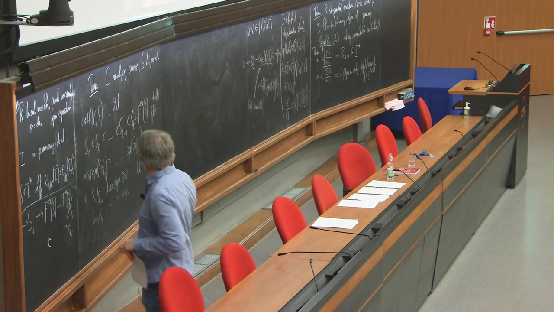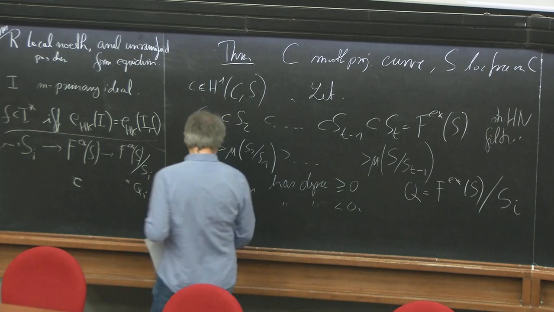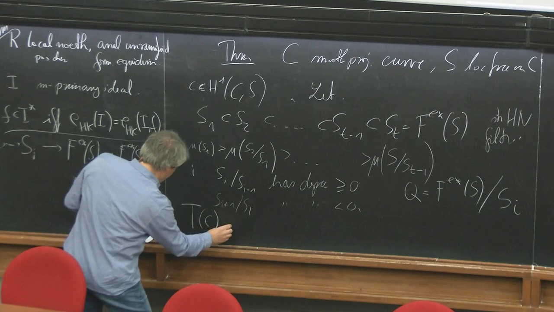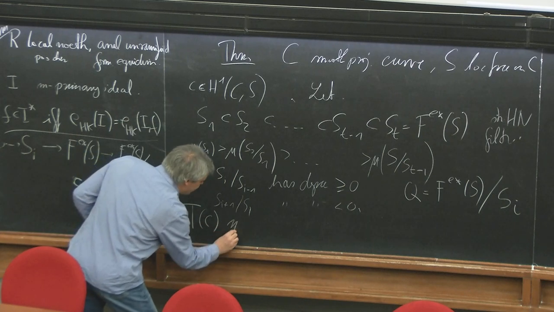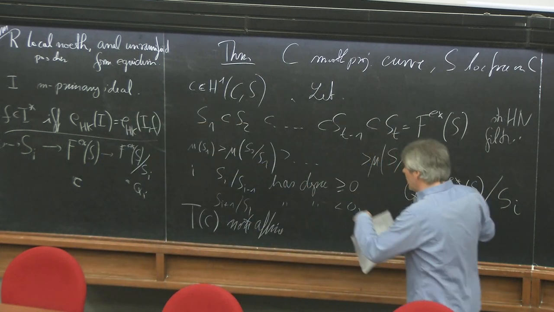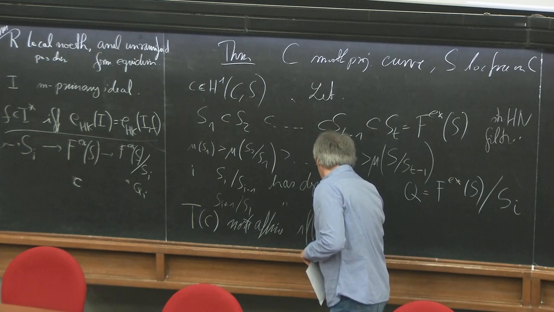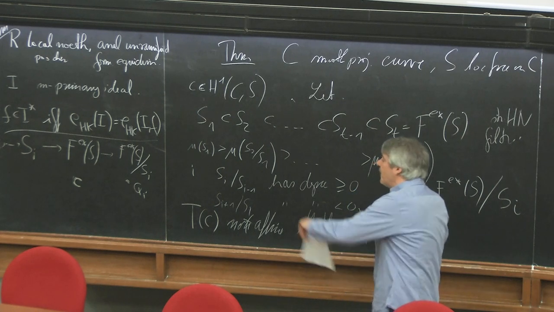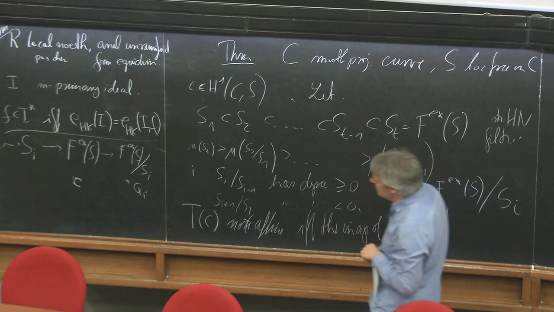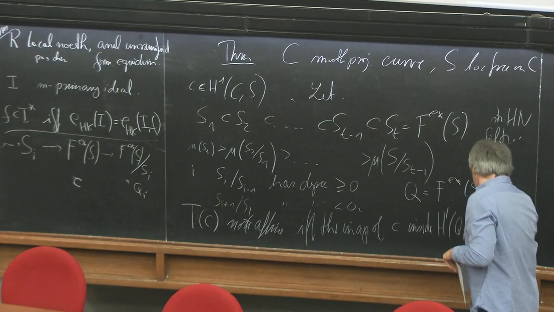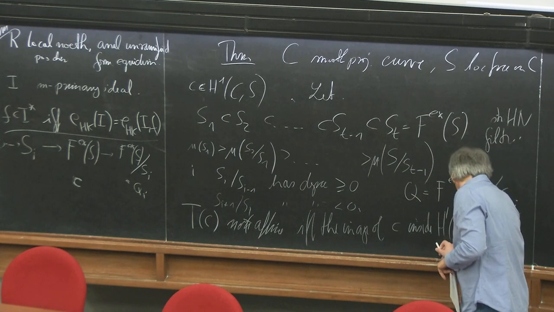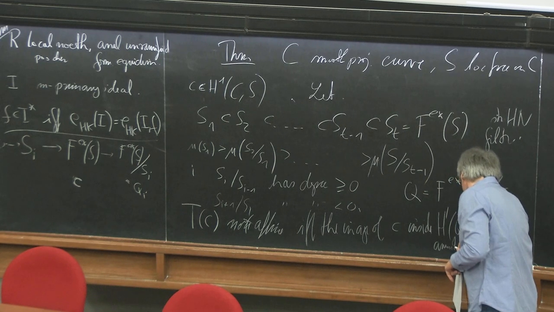Now we have all the data which we need to formulate our theorem. The theorem is now that the torsor belonging to this class is not an affine scheme, corresponding to, belonging to the tight closure, if and only if the image of the cohomology class of C inside H1 of this is not zero, but to be fair, one has to say it's not killed, not annihilated, by Frobenius.